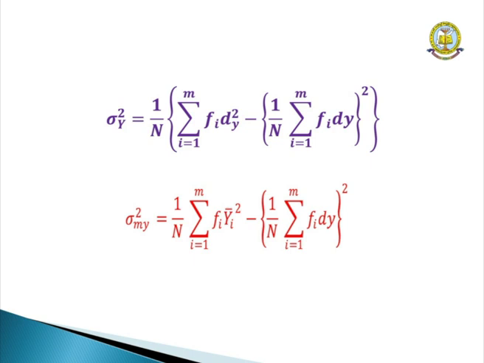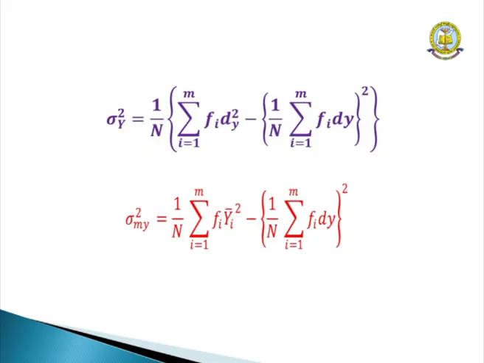Sigma square y is equal to 1 by n into summing over i takes values 1 to m of fi into di square, minus 1 by n of summing over i takes values 1 to m of fi into di, whole square.